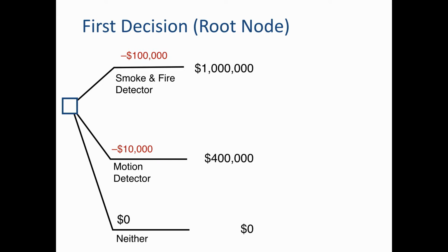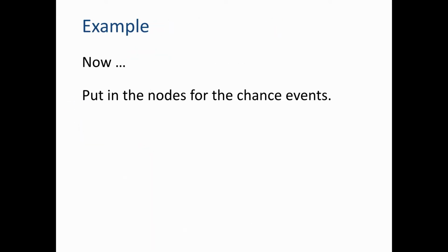We want to know which one, when we take the likelihood or the probability of success or failure into account, which we do when we put in the nodes of chance events or uncertain events. So we're going to take the probabilities into account with our payoff as well.